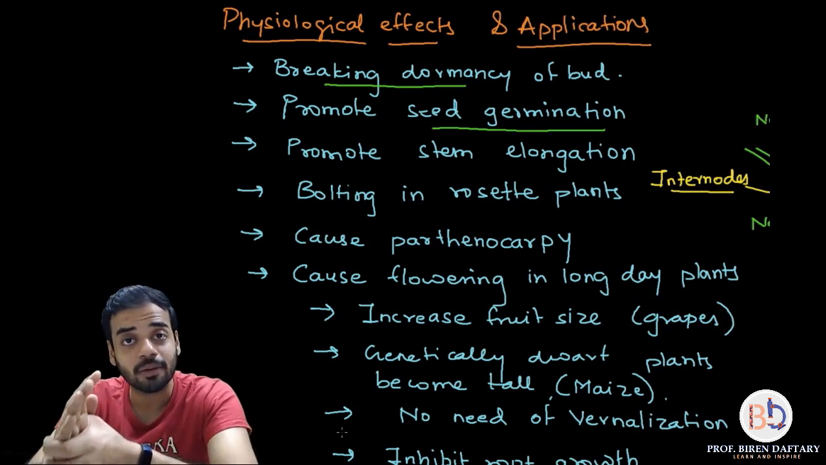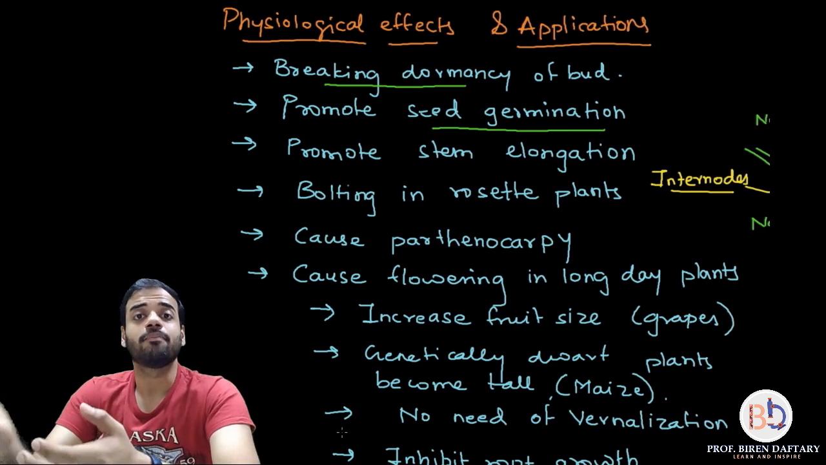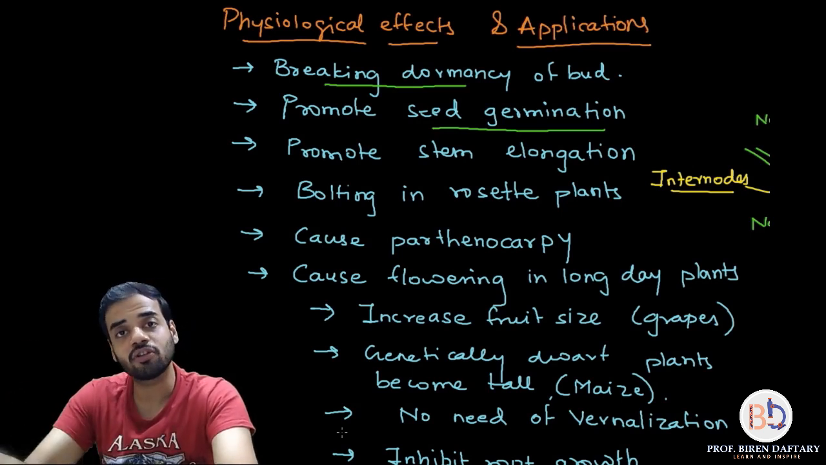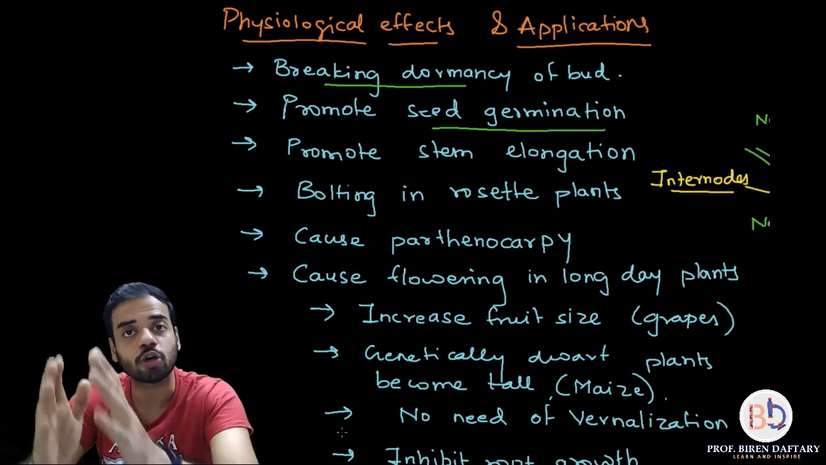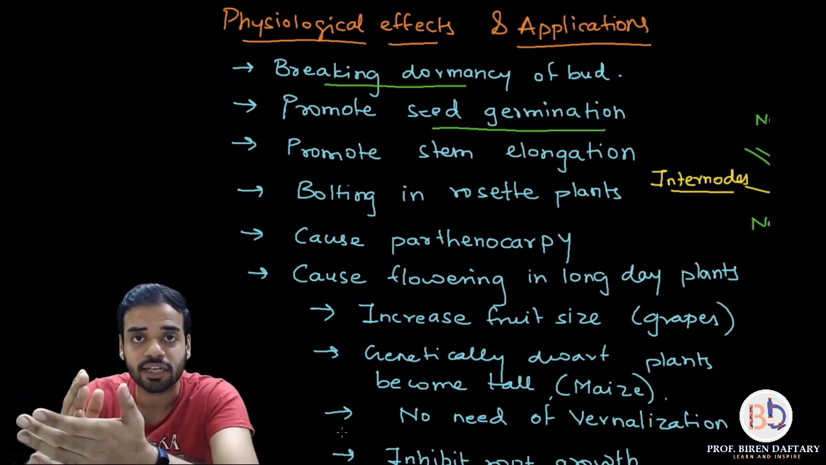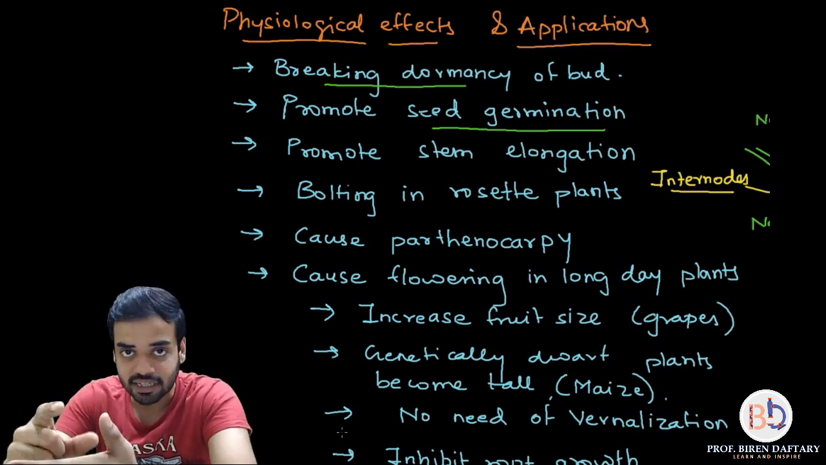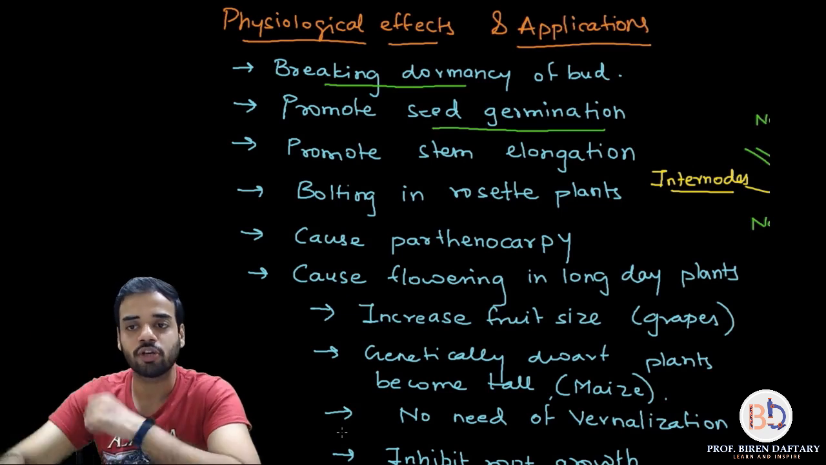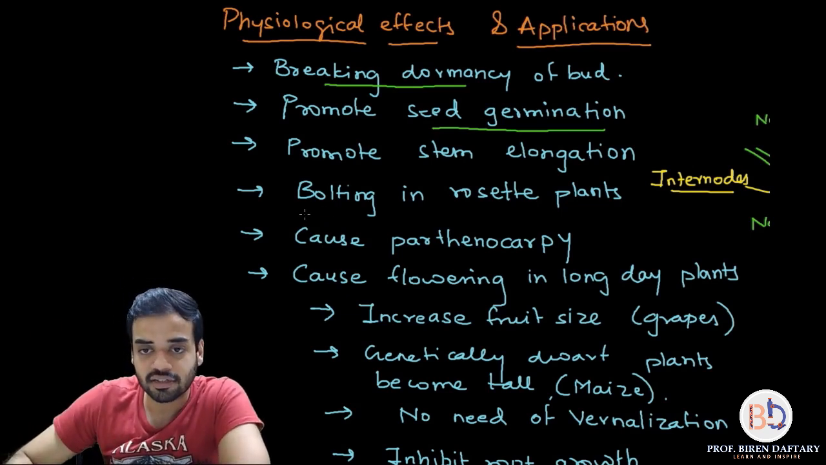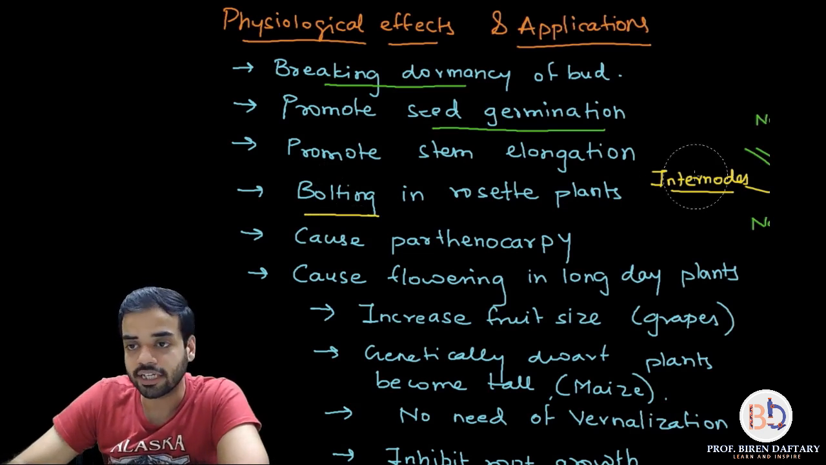So in rosette plants, before the flowering occurs, the elongation of internodes occurs, and as soon as the flowering starts, the elongation stops. This process is called bolting. So elongation of internodes till the flowering begins in rosette plants is called bolting. I hope that is clear. So I will just underline the word over here. That is called bolting.